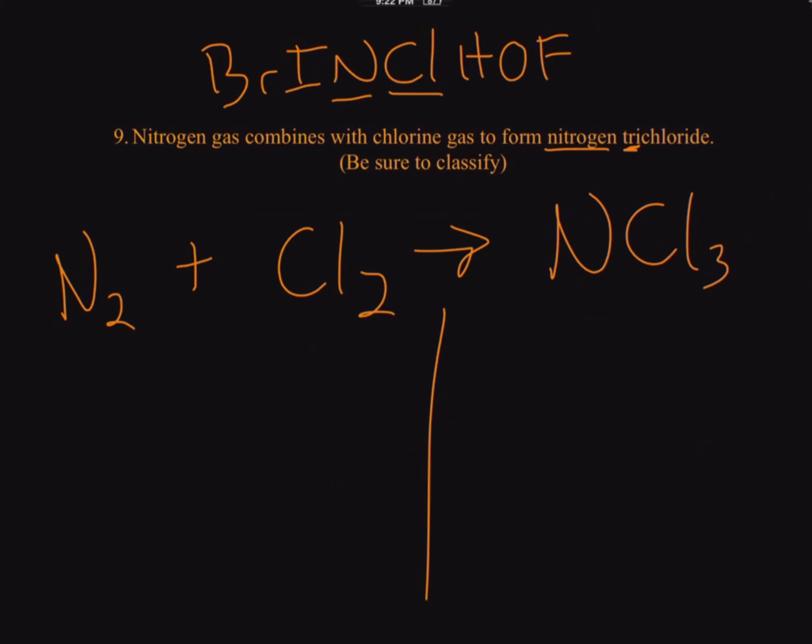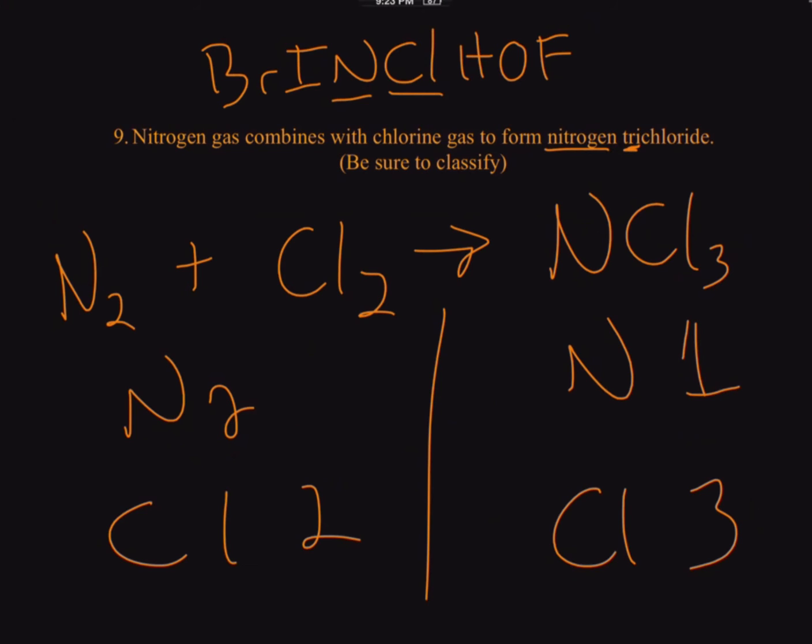So nitrogen 2, chlorine has 2. On this side, 1 nitrogen and 3 chlorines. So I'm going to have to balance this. Since I've got 2 chlorines on the left and 3 on the right, we've got the even-odd situation. The smallest number they both go into is 6. So if I put a 3 in front of it on the left, and a 2 in front of it on the right, then that will give me 6 chlorines on both sides. And since I put a 2 in front of this nitrogen, that gives me 2 nitrogens on the right, and I already have 2 on the left, so that's good.